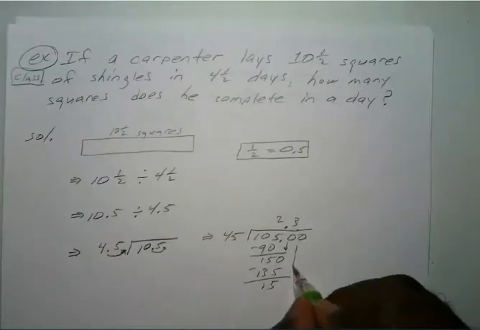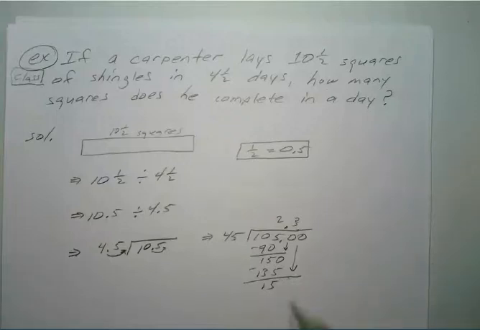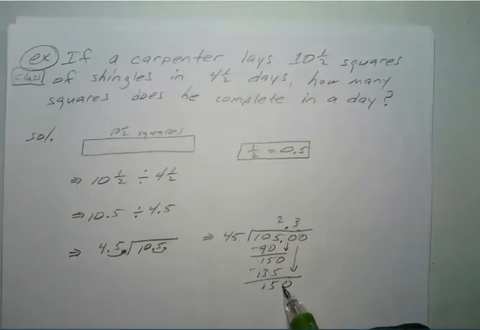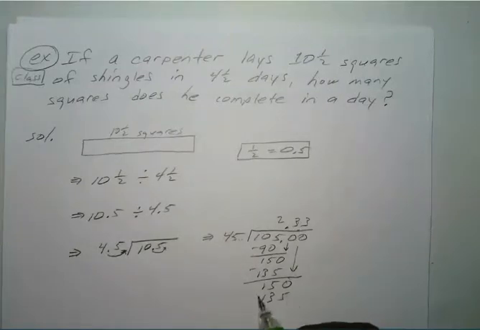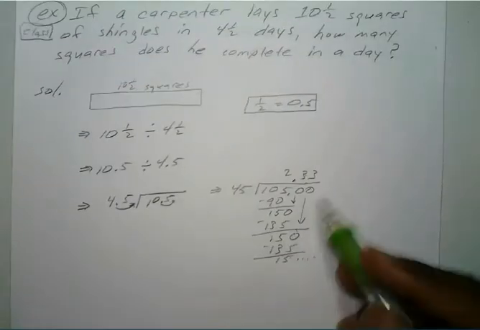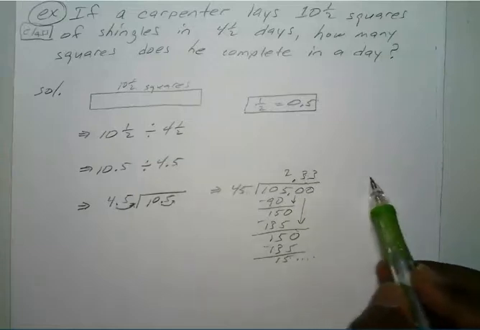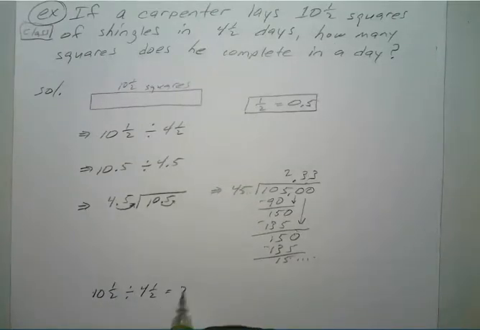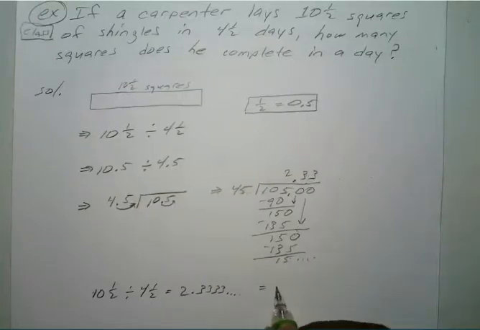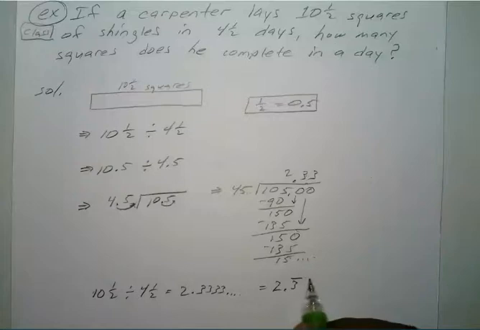So we add another 0, bring that down. 45 goes into 150 3 times. 45 times 3 is 135, and you see the pattern there. It's going to just keep repeating the remainder over and over. So we have an idea that it's just going to be 2.333333, and it's going to keep going. So we know that 10.5 divided by 4.5 is equal to 2.3333, and so on, which is equal to 2.3 with the bar over it.